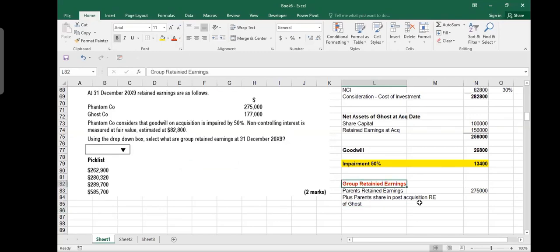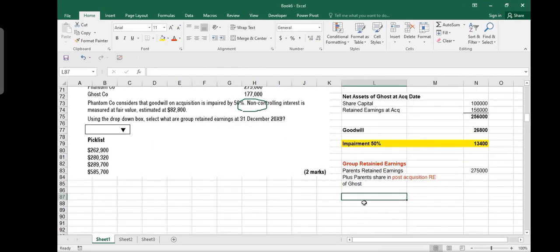I mean, you watched those videos from our F3 lectures, and we did many questions like this. Parent retained earning plus parent share in the subsidiary. I mean, if I ask you what is included in the group? The group includes the parent plus 70% share from the subsidiary's profit. And which profit? The profit after acquisition. So you need to know that: plus parent share in post-acquisition, after acquisition.